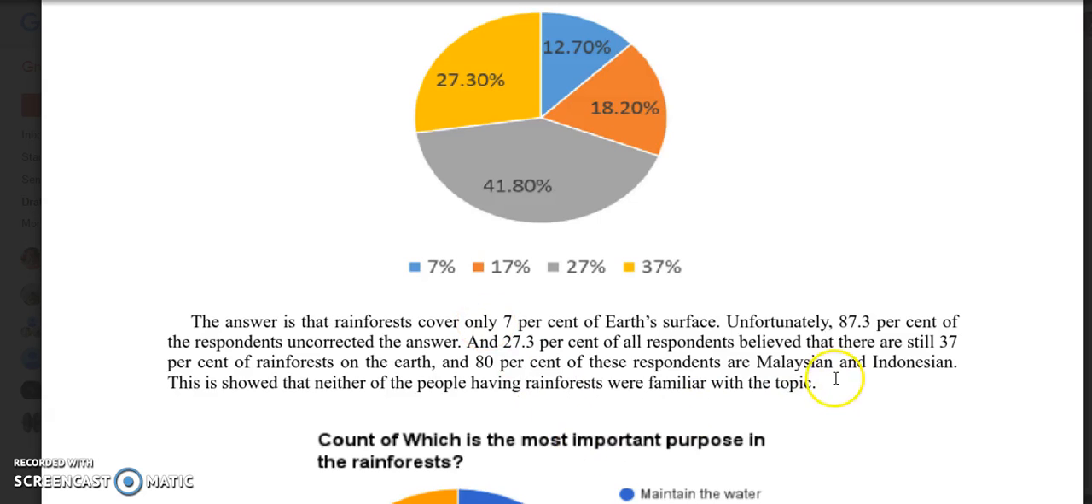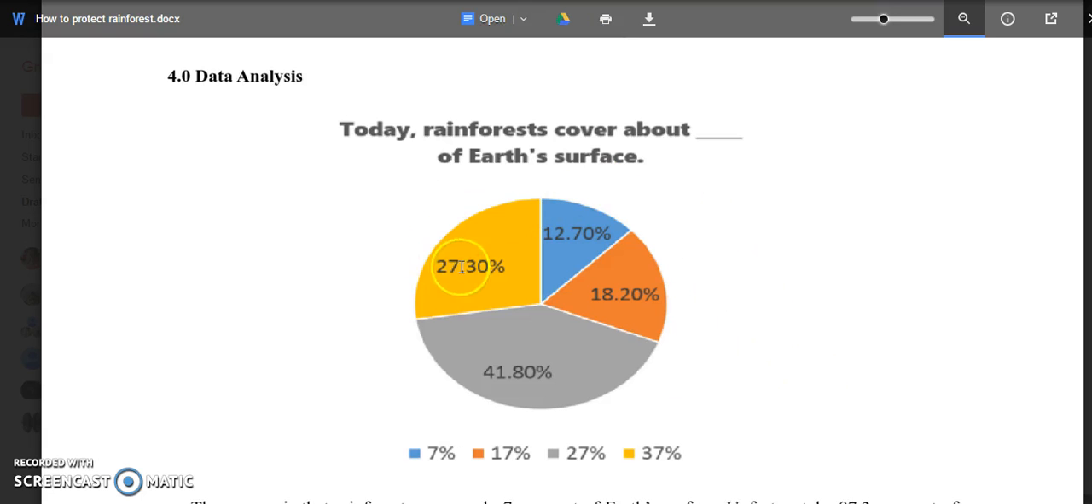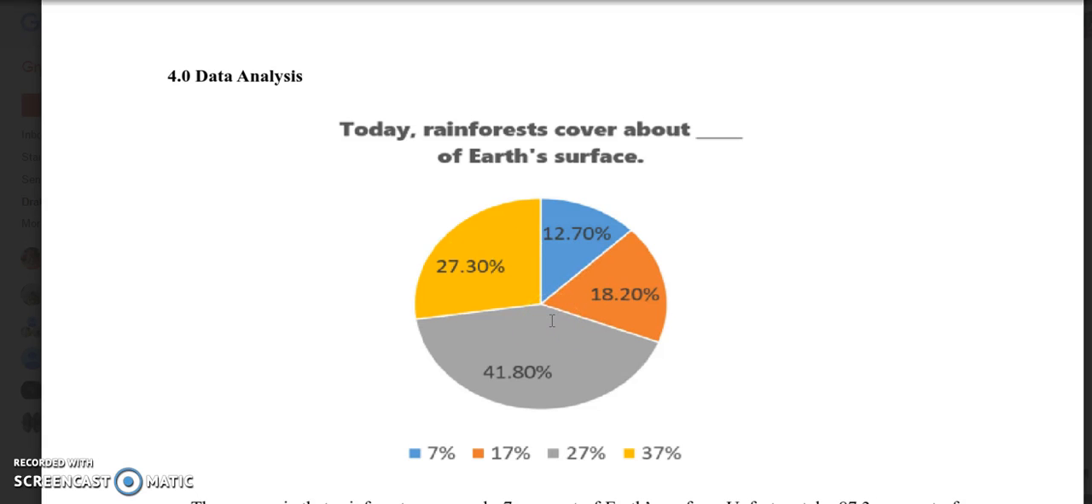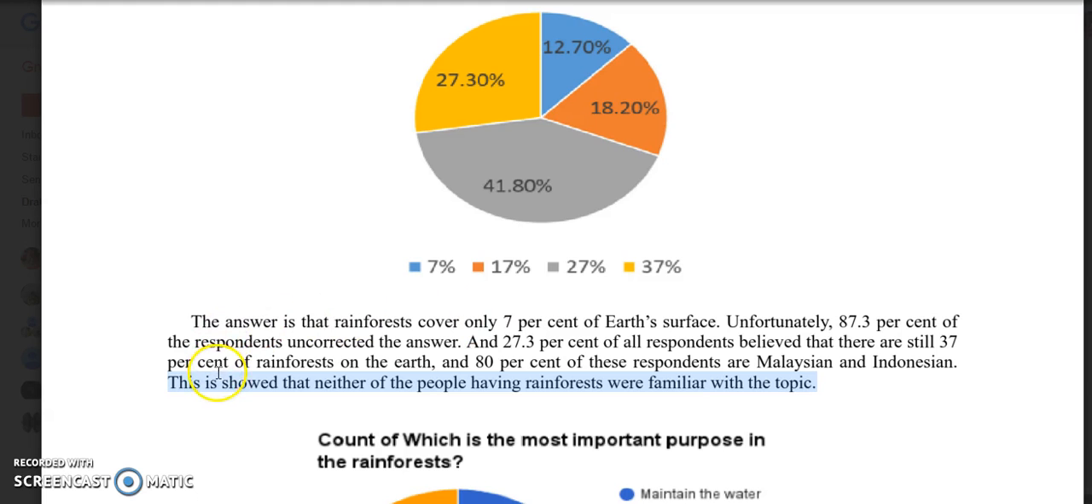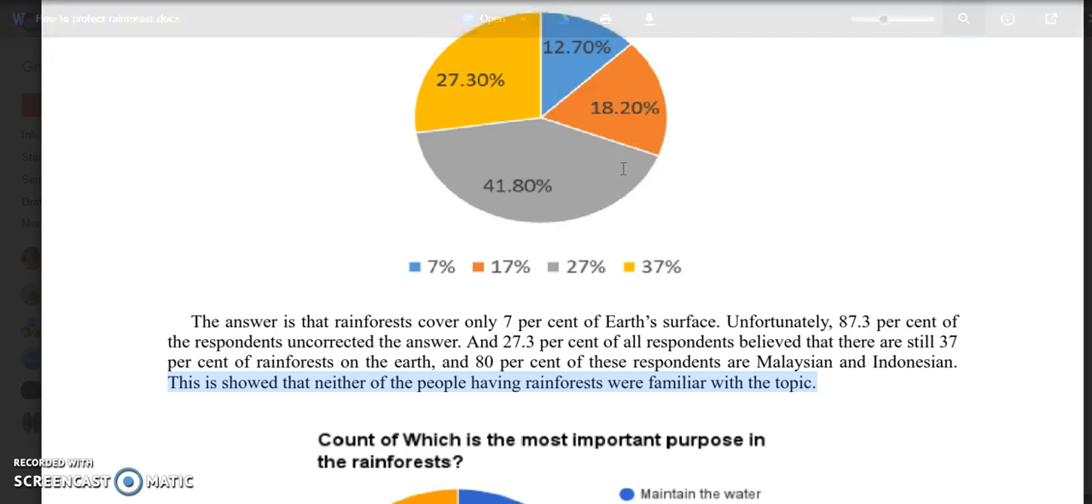So in your senior's write-up, there's only 4 lines. All they did was put in what the data said. However, if you look at the last sentence, what he said here is, this showed that neither of the people having rainforests were familiar with the topic. This sentence has nothing to do with the findings. So where did they get this information? They make a conclusion based on what their data says. That is something you need to remember when you are writing your data.